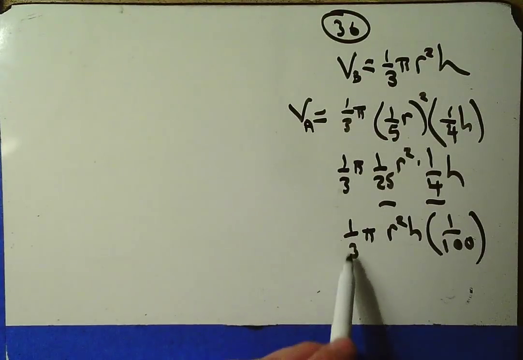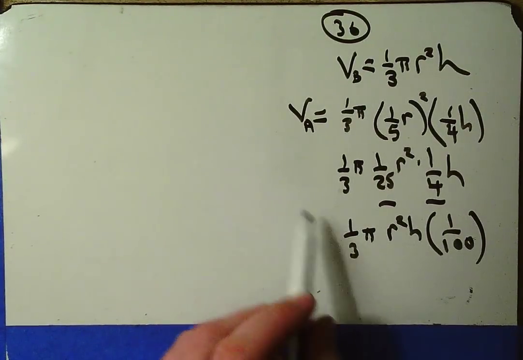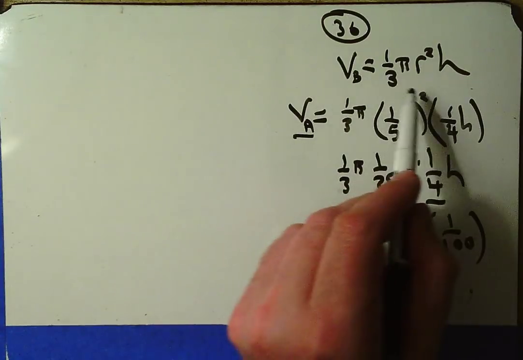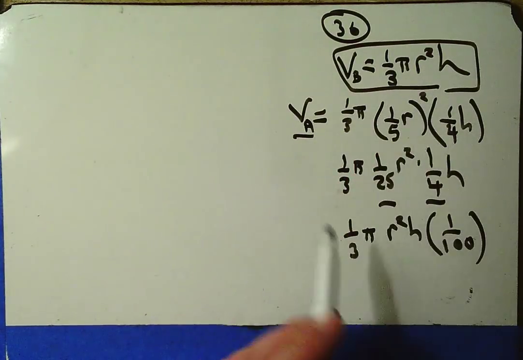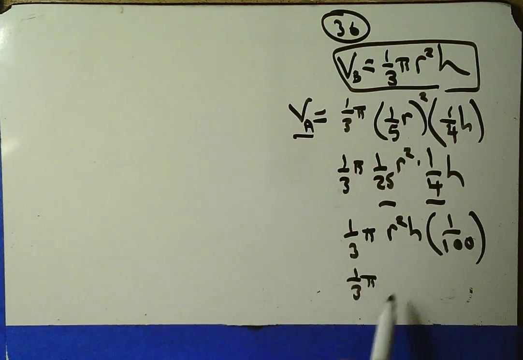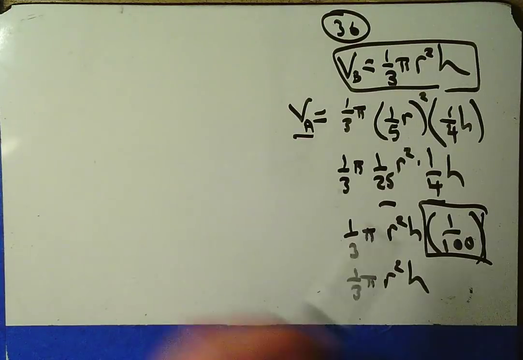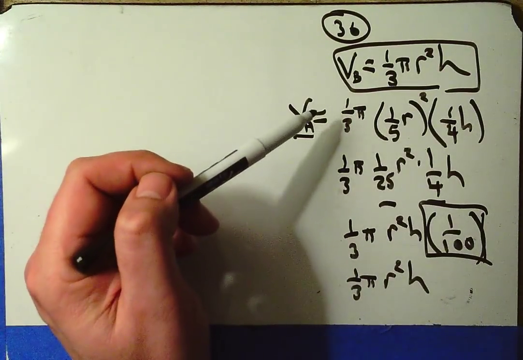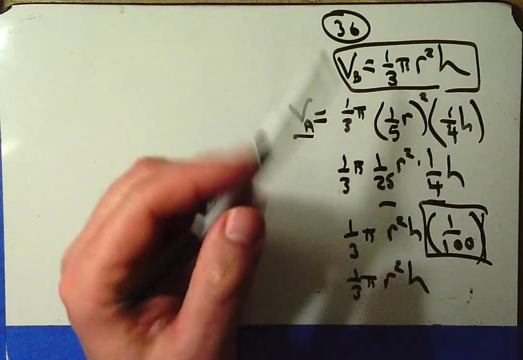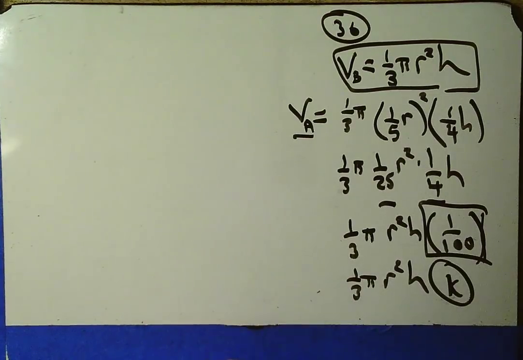Now, why don't I multiply the 1/3 as well? Well, look, I'm comparing this volume with this volume. And this volume has the 1/3, has the pi, has the r squared, has the h. They're 1/100. The volume of A is 1/100th of volume of B. And that corresponds with choice K.